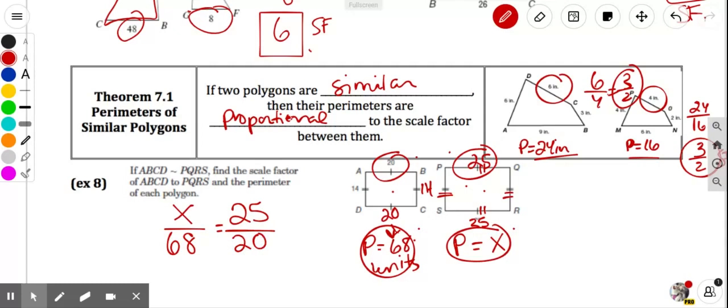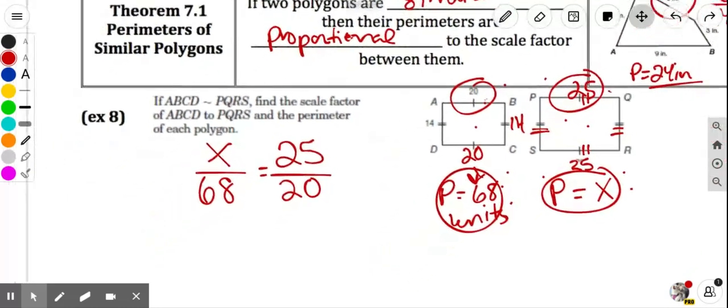You could also do, and I'm not going to write all these out, but to talk it out, perimeter of big to side of big equals perimeter of small to side of small. That would be another option. You just can't crisscross when you do it. Okay, so here is my proportion, and now let's solve it.